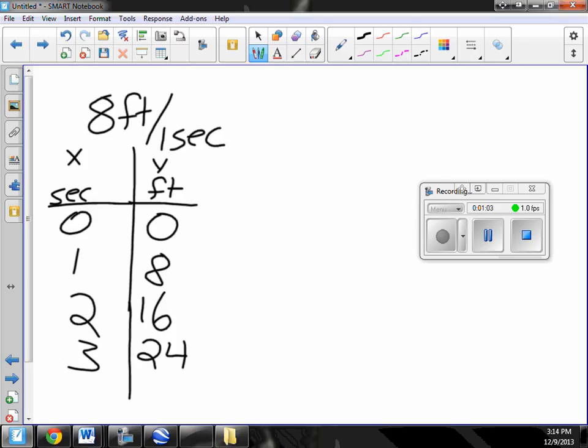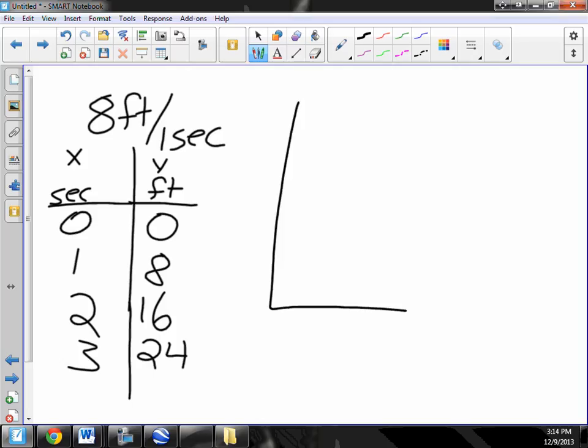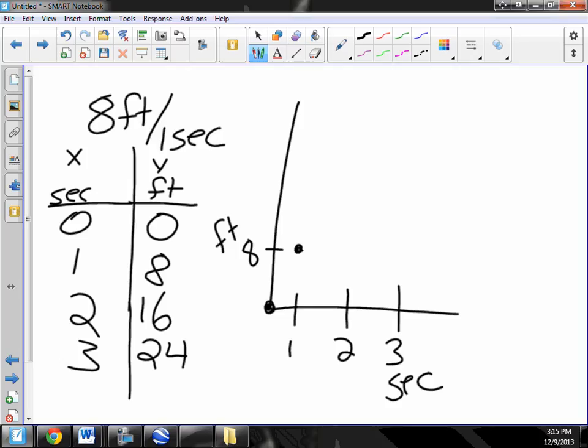The graph of this, as you well know, is a linear equation. So my x-axis is graphed in seconds, and my y-axis is graphed in feet. So my first point is 0, 0. I haven't traveled anywhere. 1 second into the story, I've now traveled 8 feet. 2 seconds into the story, I will have traveled 16 feet. And you can see, if I were a good artist, that that is a straight line.